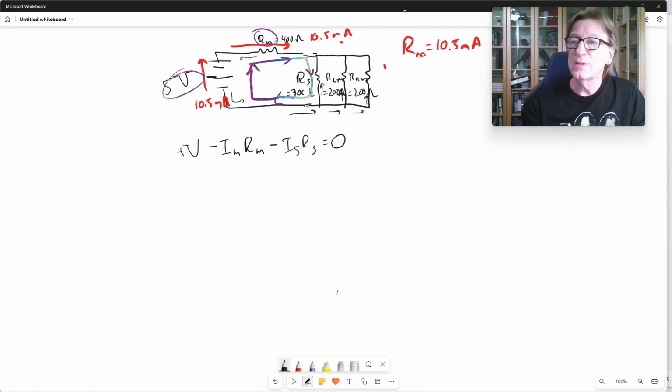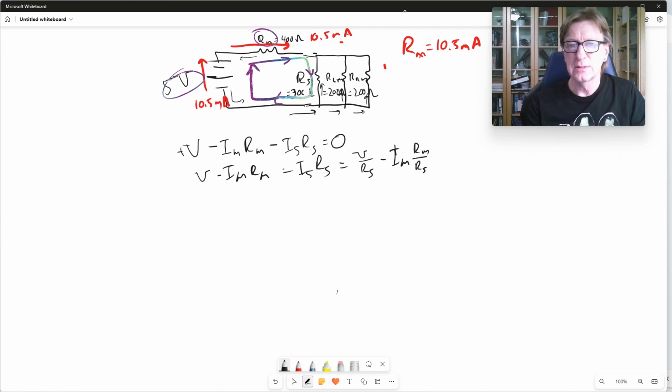Now, I know everything in this equation except for IS, which is what I'm looking for. So let's solve for that very quickly. I want to move the IS to the other side, and so I get V minus IM RM equals IS RS. Then I'm going to divide through by RS, and that tells me that V over RS minus IM RM over RS is equal to IS.